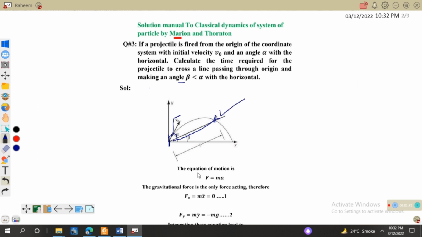So first we will write the equation of motion. The equation of motion is F equals ma. We resolve this force into two components. The first is the x component, as there is no force along the x-axis, so we write m x double dot equals 0. Along the y-axis there is gravitational force, and it opposes the motion, so m y double dot equals minus mg. Now our task is to solve these equations for displacement and time.